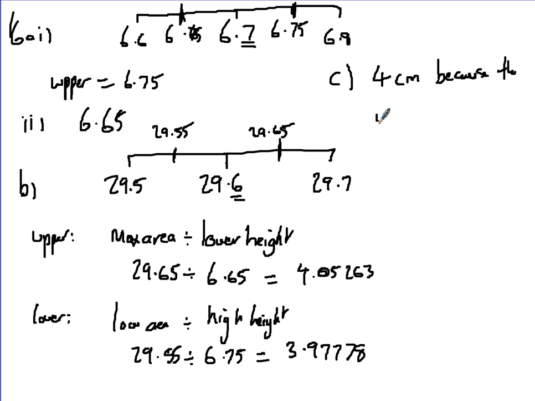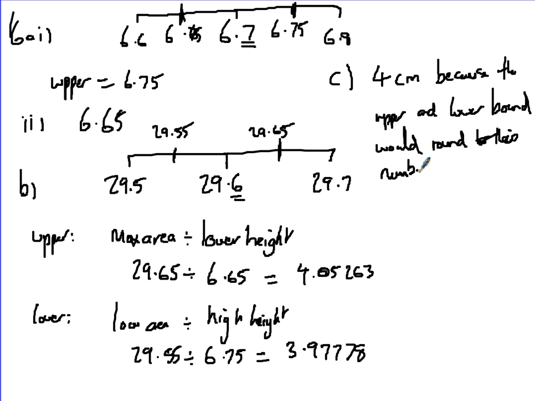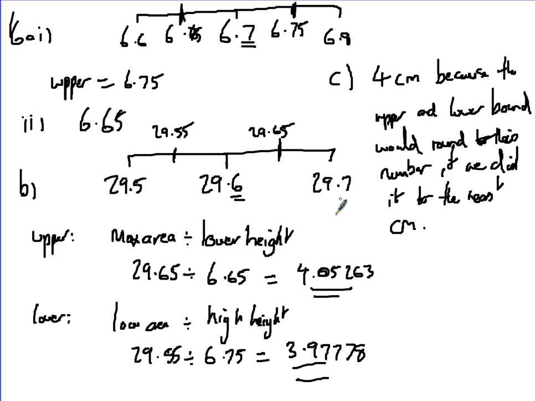the upper and lower bound would round to this number if we did it to the nearest centimetre. So basically this number here and this number here, if we rounded them to the nearest centimetre, then they would give you 4 anyway.